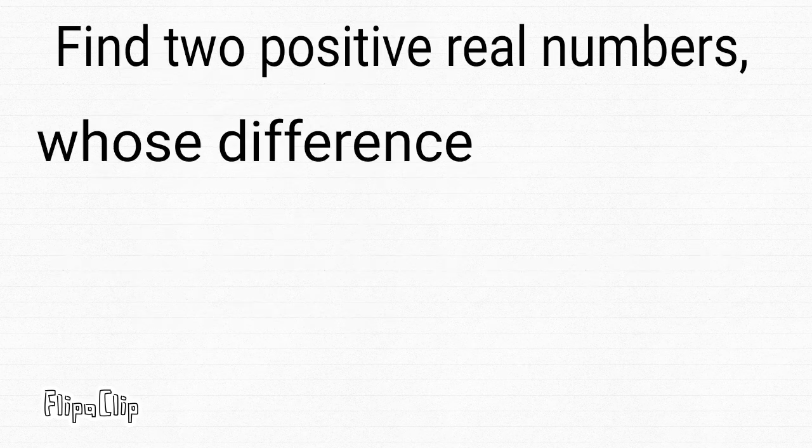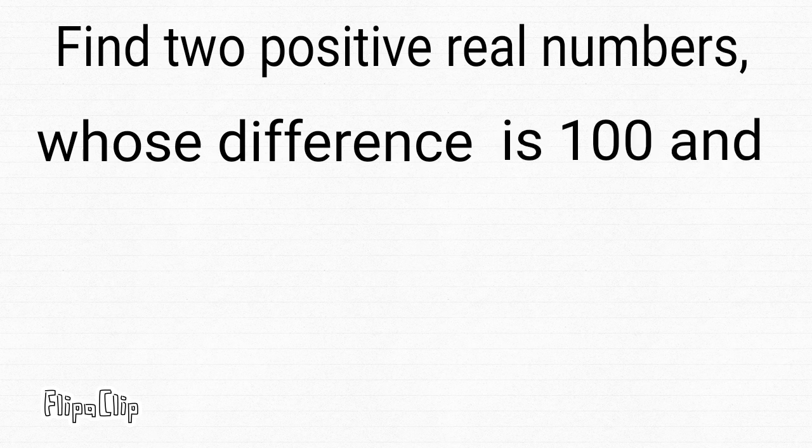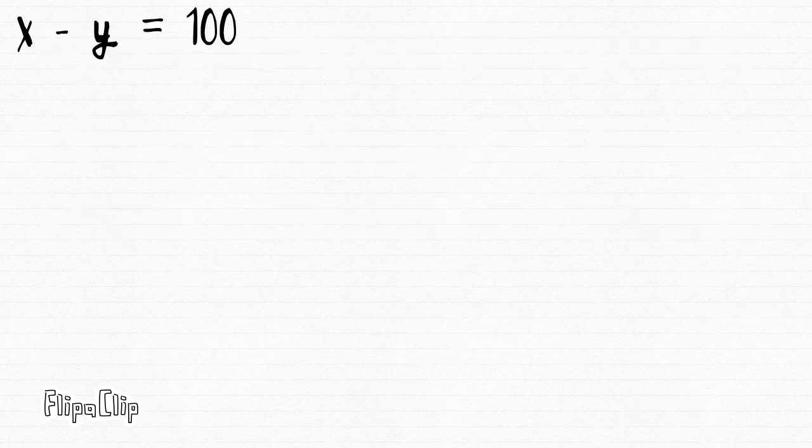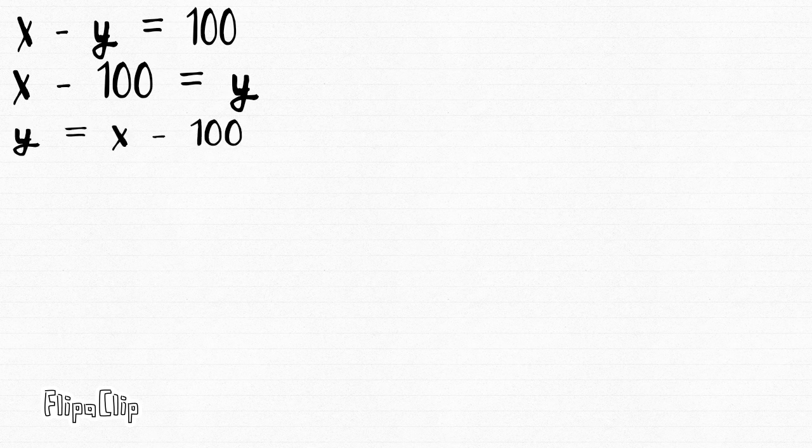Which is to find two positive real numbers whose difference is 100 and whose product is a minimum. Since the way to solve this is the same as above, simply express this as x minus y equals 100. Then transfer this, which becomes x minus 100 equals y. Again, in the same way, we get the quantity x minus 100 times x. Distribute, then we'll have x squared minus 100x. Take the derivative, which is 2x minus 100.